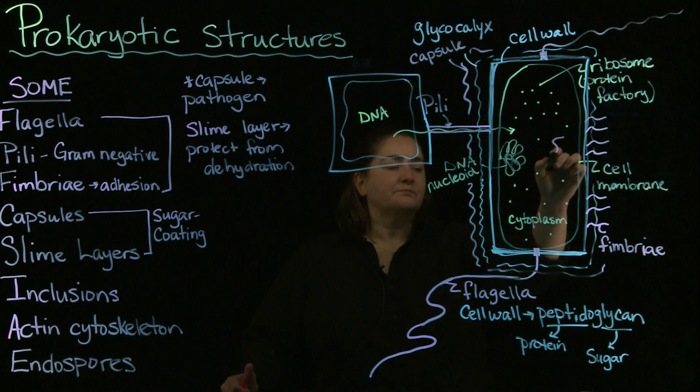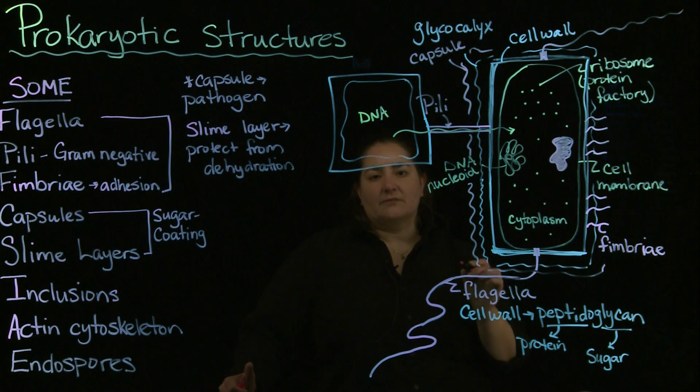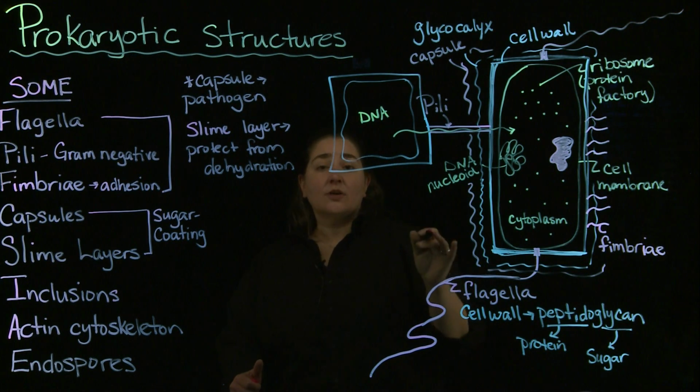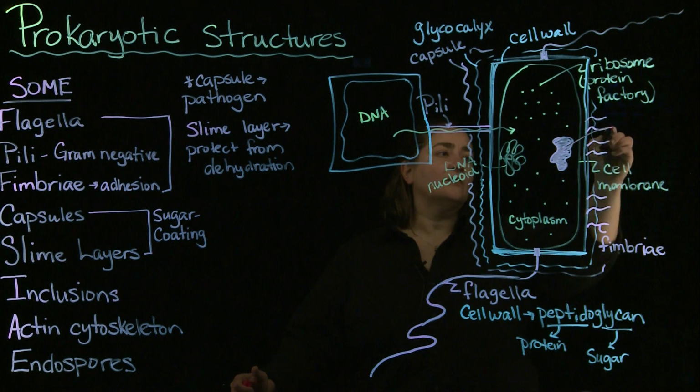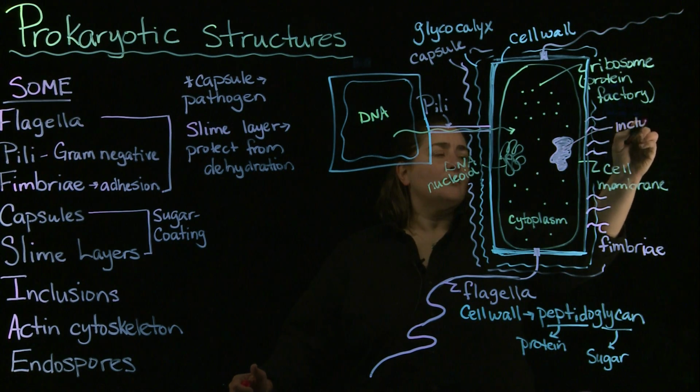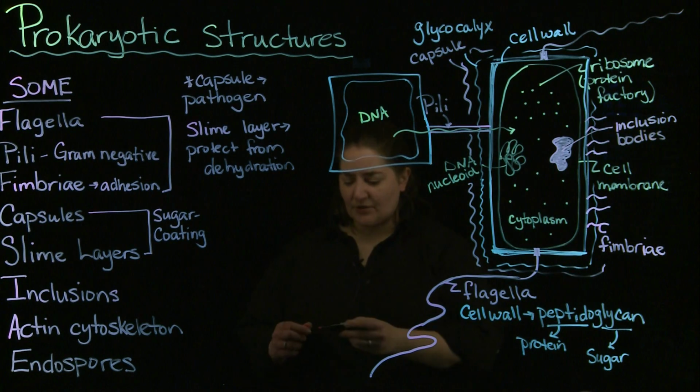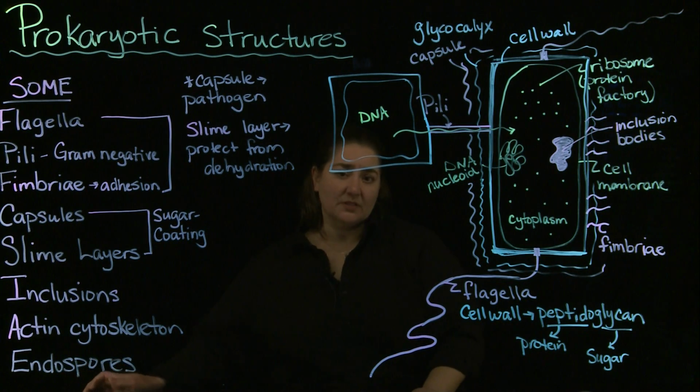Inclusions. I'm going to draw this here as an inclusion in pink. Inclusions are regions within the bacteria where the bacteria is storing something. All right? It's not an organelle. It's not surrounded by a cell membrane. But those inclusion bodies typically are going to be where certain bacteria will store certain substances.